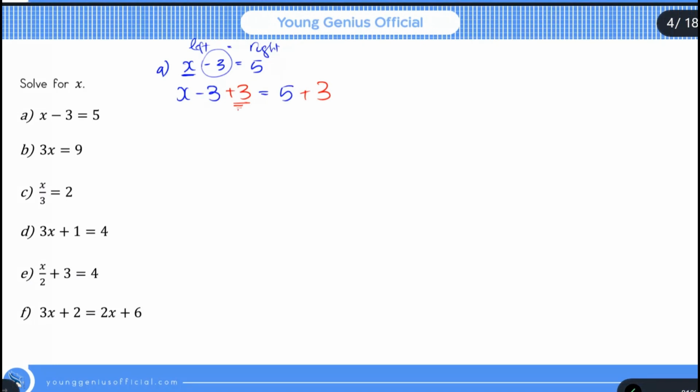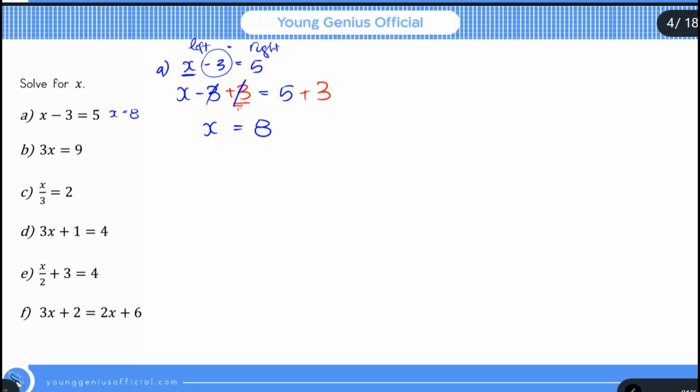What's going to happen is the 3's here will cancel each other out. -3 and +3 is the same as 3 minus 3, which is 0. So we'll just have x being equal to 5 plus 3, which is 8. So in this case, x is equal to 8. So that's that.